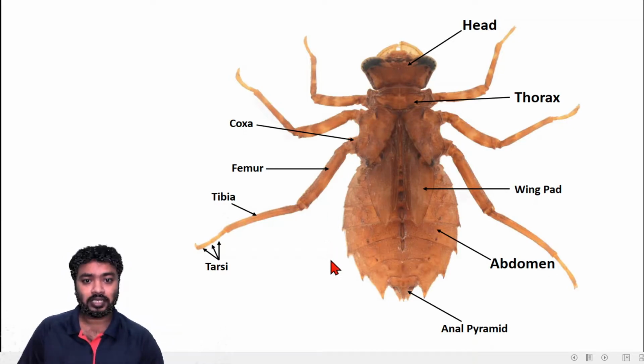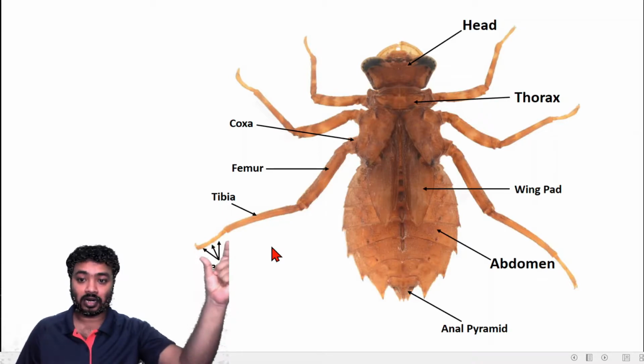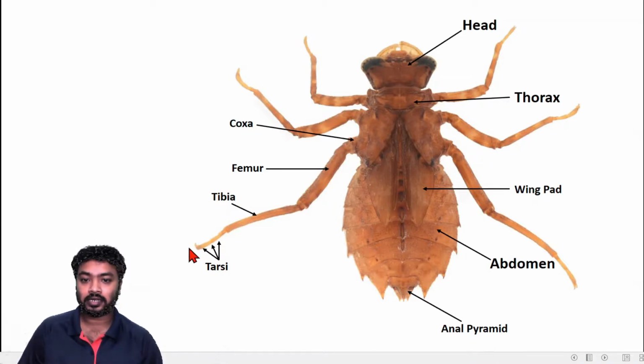And this is the abdomen, and the abdomen has 10 segments. In the next photograph I will show that. So this is a leg, and legs have actually 5 parts. This is the coxa, the first segment, then trochanter, femur, tibia and 3 tarsi. Singular is tarsus and these 3 are tarsi together, and there is a claw at the end.